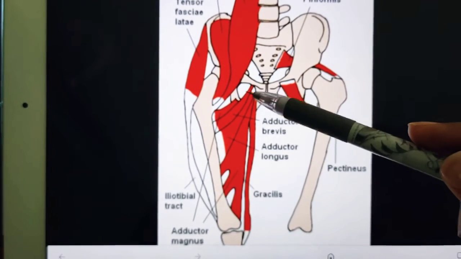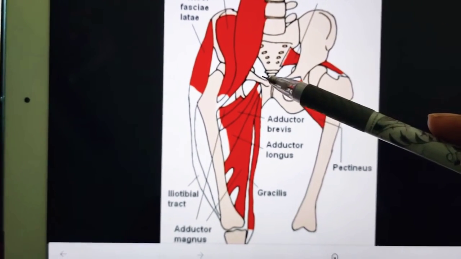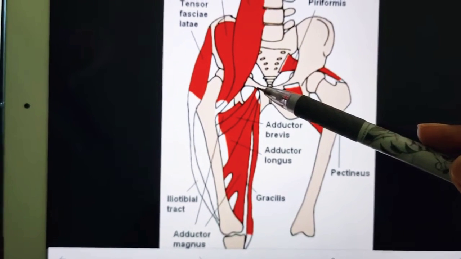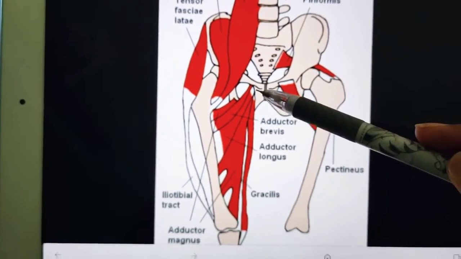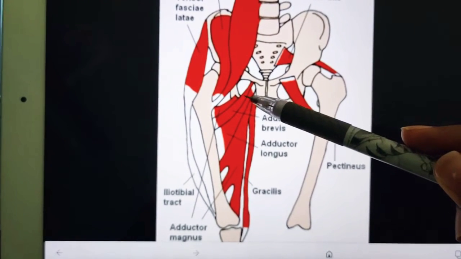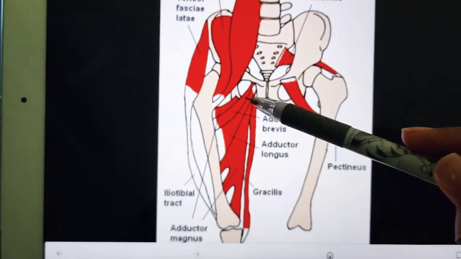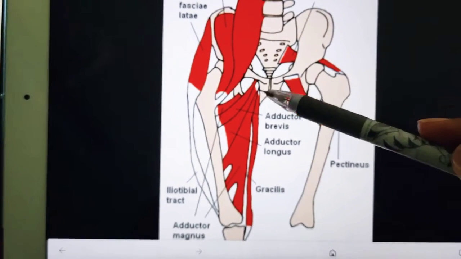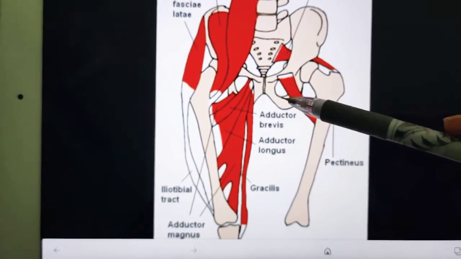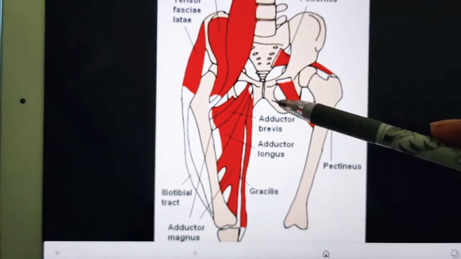Let us see its origin. It is from the anterior surface of the body of pubis, and also from the outer surface of the inferior ramus of pubis. Pubis will have an inferior ramus, right? You can see this is the pubic bone, this is the ischium bone. So this is the body of pubis, and below this one, this side is the ramus, the inferior ramus of pubis.